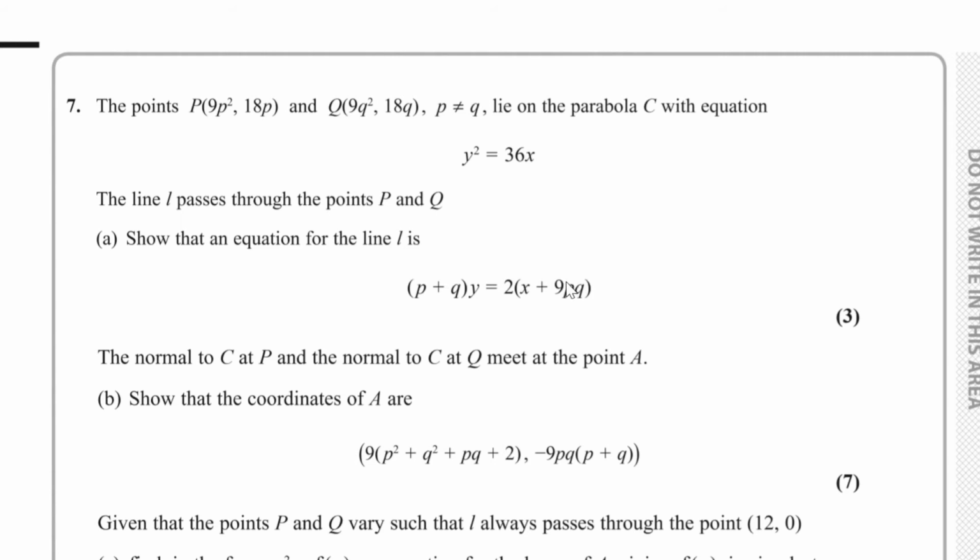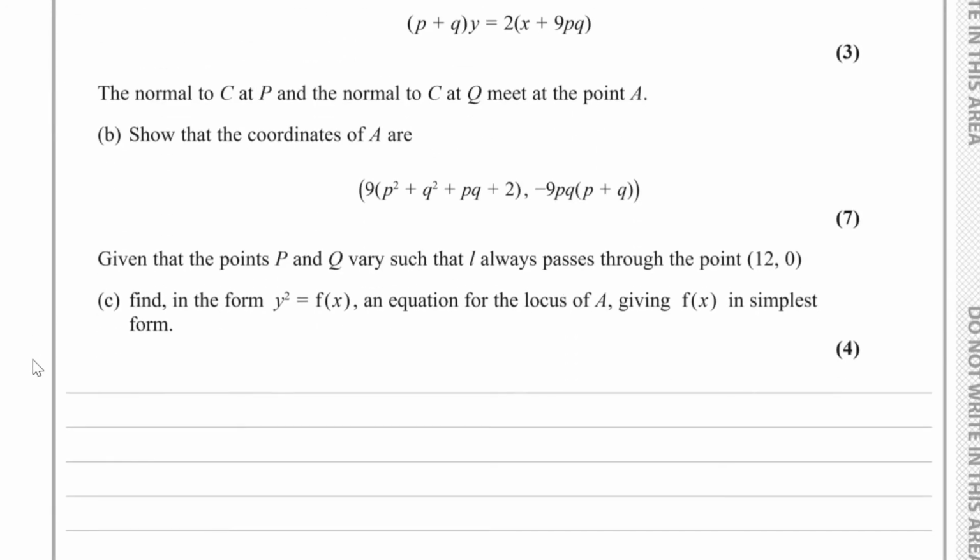Now, before we do anything else, part A, we're given already y squared equals 36x, and if we compare this with the standard result for a parabola, where we've got y squared equals 4ax, well, 4a would equal 36, and therefore the value of a is equal to 9. And with this, of course, we can find out the focus, and we can also find out the directrix.